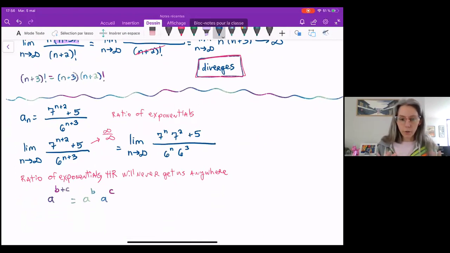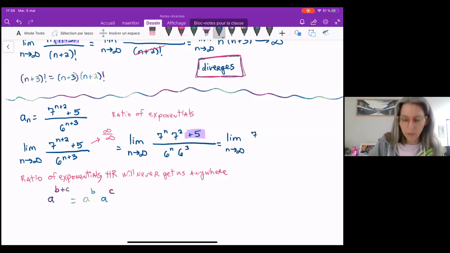So right now I've still got those two n's. There's nothing I can really cancel out or combine because of this plus 5 here. That plus 5 is sort of stopping me from being able to combine things. So what I'm going to do now is separate this into two terms. I'm going to distribute the denominator to each of the terms in the numerator to give me 7 to the n times 7 squared over 6 to the n times 6 cubed plus 5 over 6 to the n times 6 cubed.